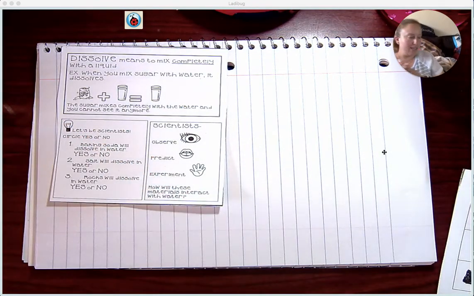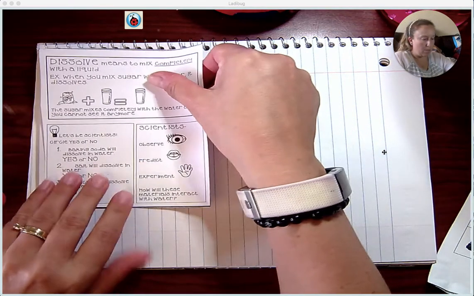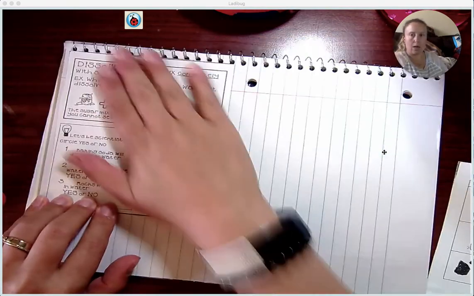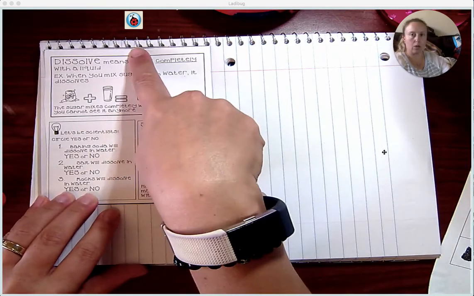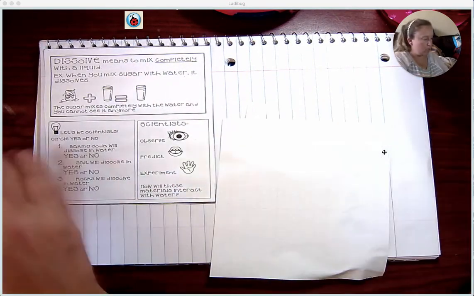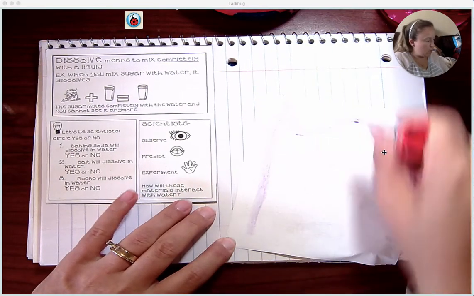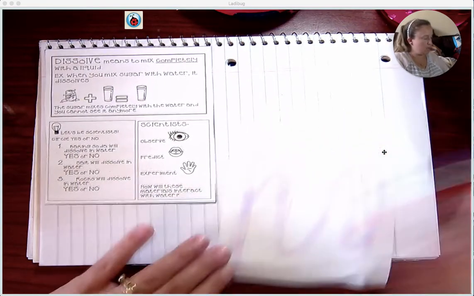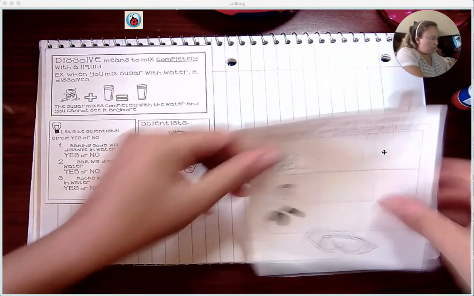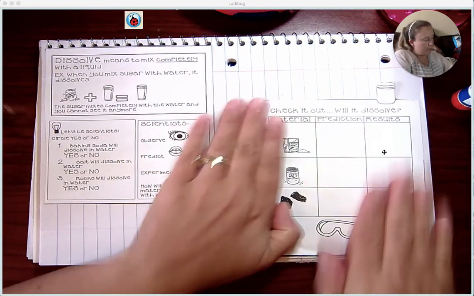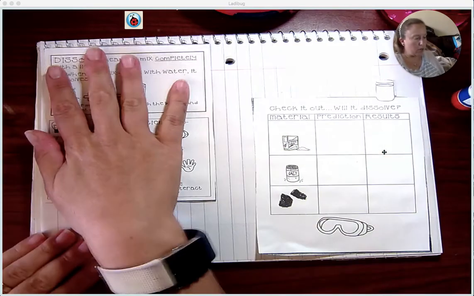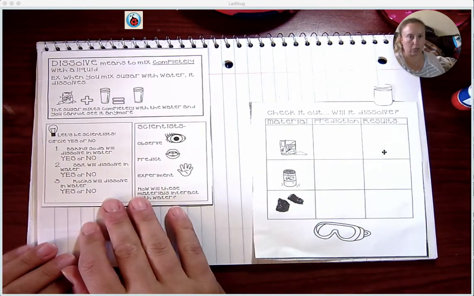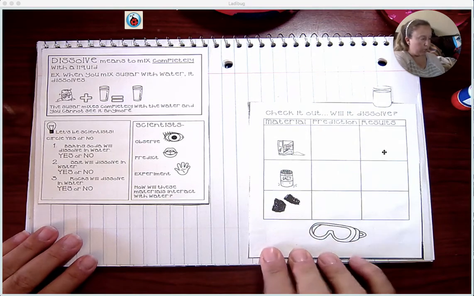Okay, here is how we are going to glue this. So take the paper that has more of the pictures on it. I'm gluing it at the top near the metal spring. And then I'm taking the other one, and I'm going to glue him towards the bottom. There we go. Okay, so here is my experiment explanation, and here is my recording sheet.